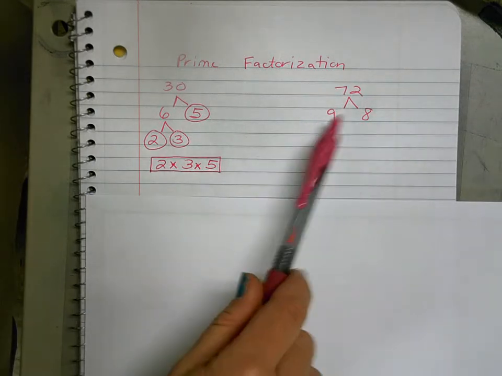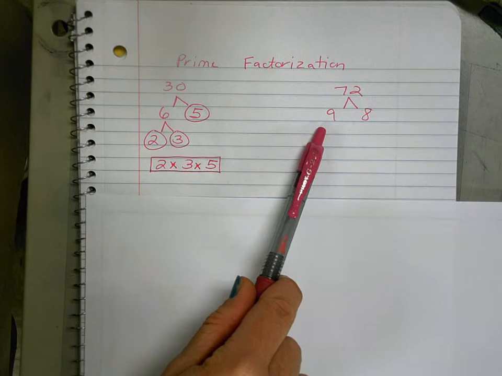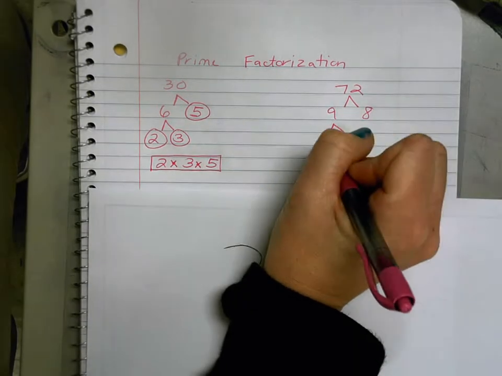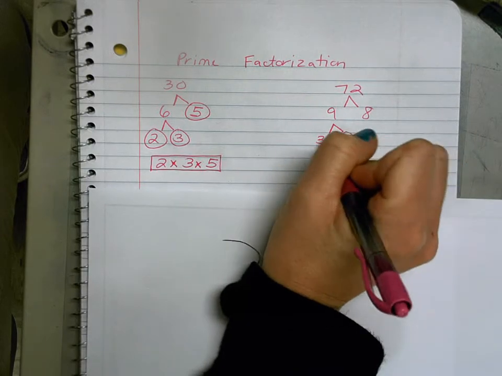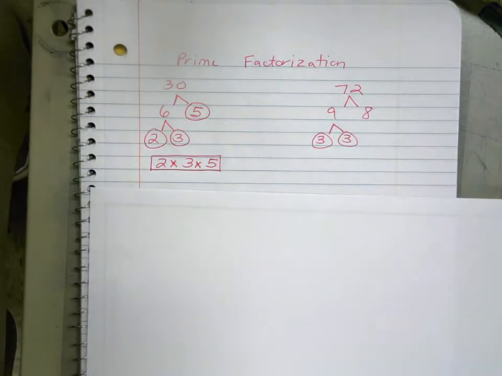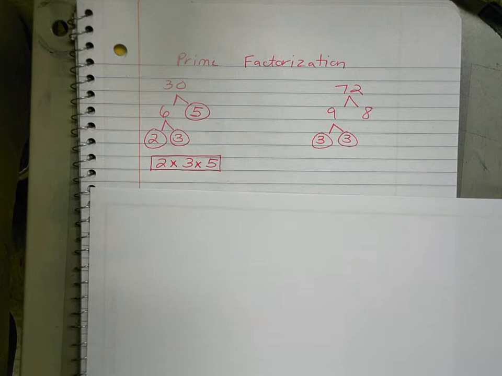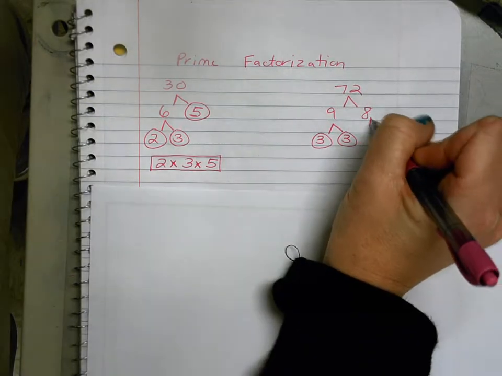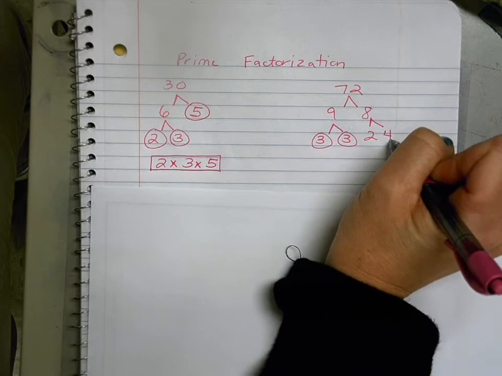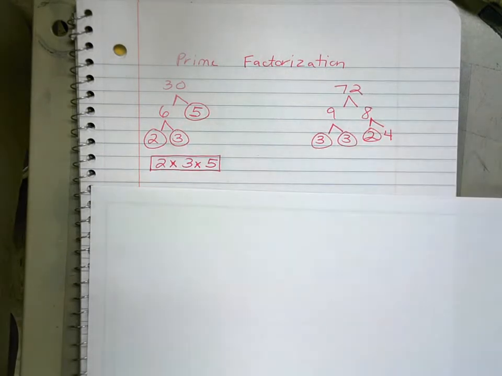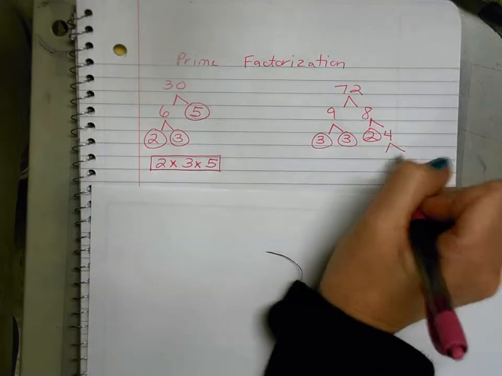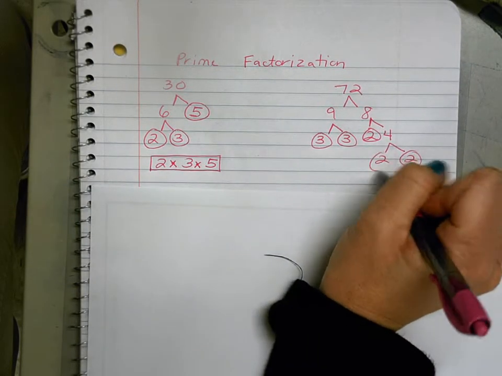And then neither of them are prime. Just because a number is odd does not mean that it is prime. 9 is composite because we can use the factors 3 times 3. Now 3 is prime, so I can circle it and I can stop. And then I'm going to look at my 8. 8 is composite because I can get 8 by multiplying 2 times 4. 2 is prime, so I can circle that one, but the 4 is not. I need to break that down some more to 2 times 2.